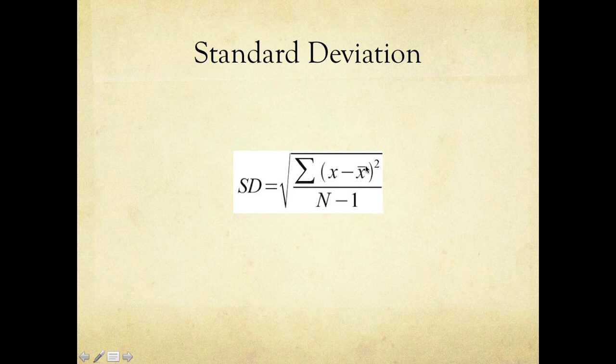So your steps are going to be, first you subtract the mean from each piece of data, then you square it, and you continue to do that for every piece of data, and then this is the summation notation. It means that you're going to add all of those answers together. Then once you've added all of those answers together, you'll divide that by your number of pieces of data minus 1, and then you're going to take the square root of that answer.